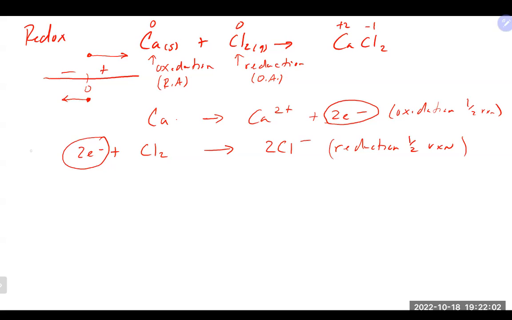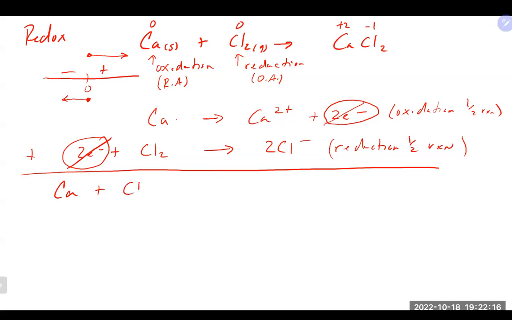In this case, when we go to add these together, we're actually okay because our electrons are the same in each half reaction, so they will cancel. That will leave us our overall reaction of our calcium plus our chlorine. And again, these 2 ions would come together and make our calcium chloride.